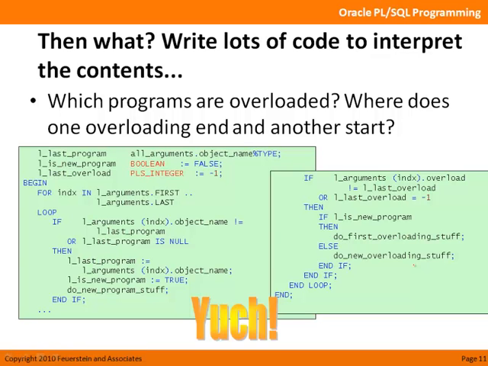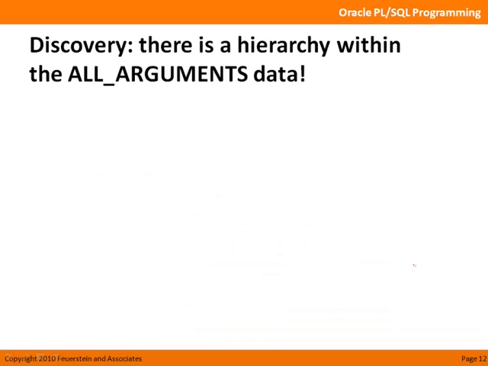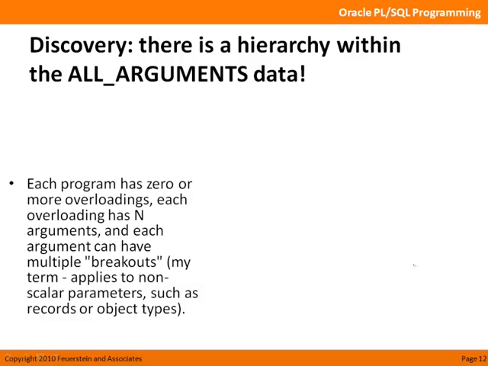So that's what I did. I took a step back and I realized that the problem is that the all arguments data dictionary view is one view, but it has multiple levels of information. Each program has zero or more overloadings. So a program might not be overloaded, or it might have multiple programs with the same name. Each overloading has n arguments. One of my overloadings has 2 parameters, another has 3 parameters.